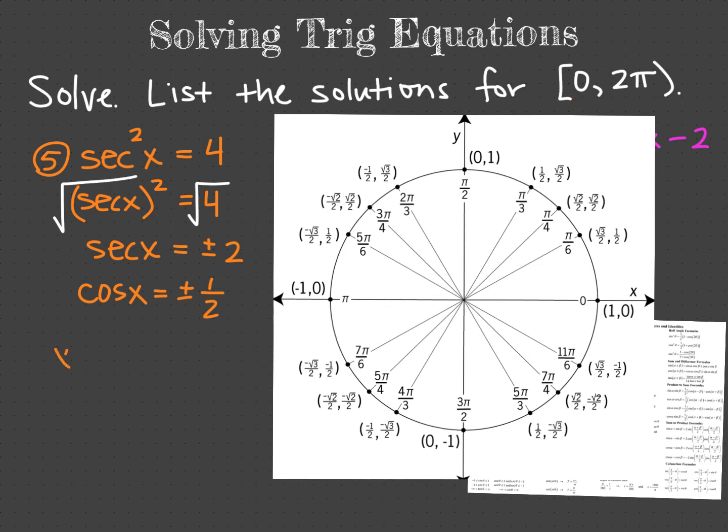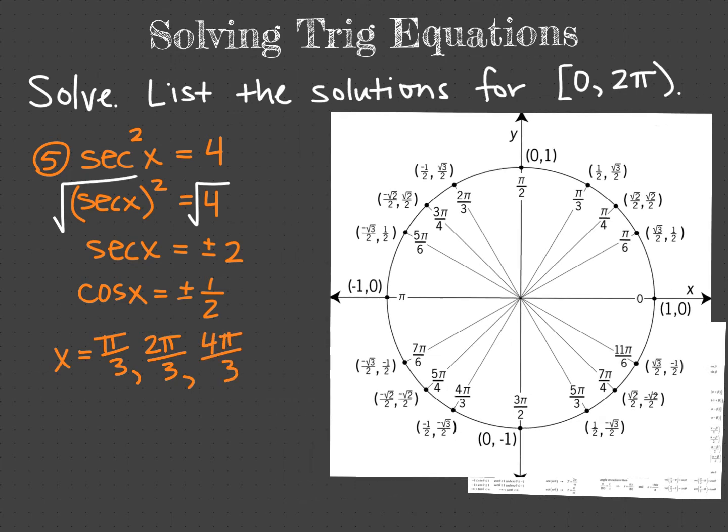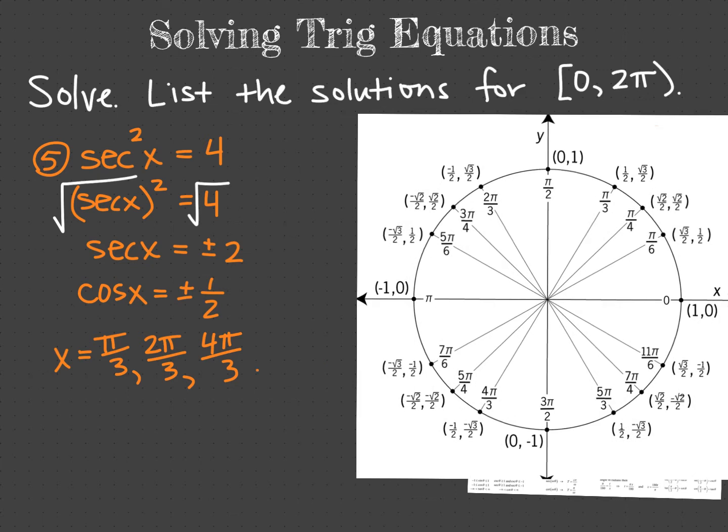So again, our 4 answers for x are going to be the pi over 3 family. So pi over 3, 2 pi over 3, 4 pi over 3, and lastly, 5 pi over 3. The biggest thing here is that when you take the square root in an equation, when solving an equation, you do need to make sure you put the plus or minus in front of it because otherwise you would be missing half of the answers.